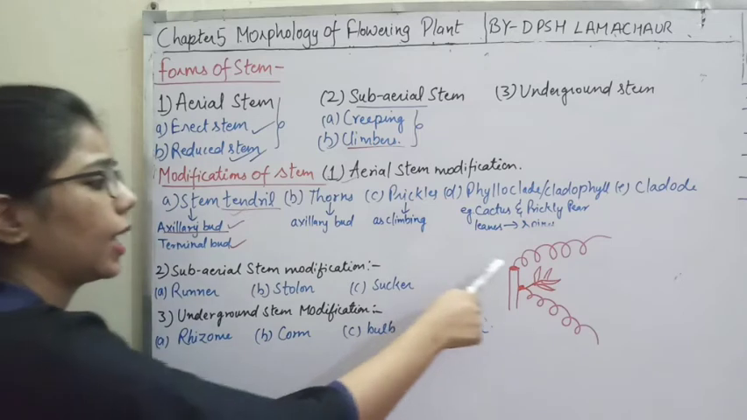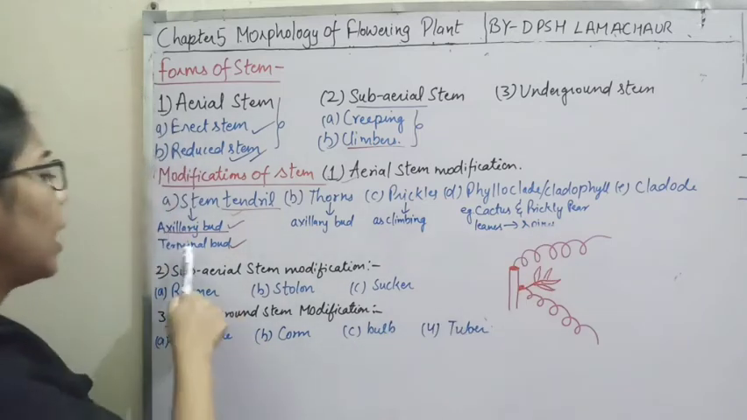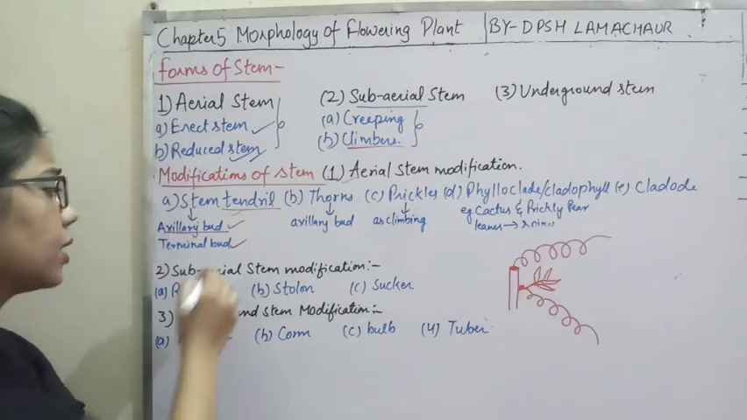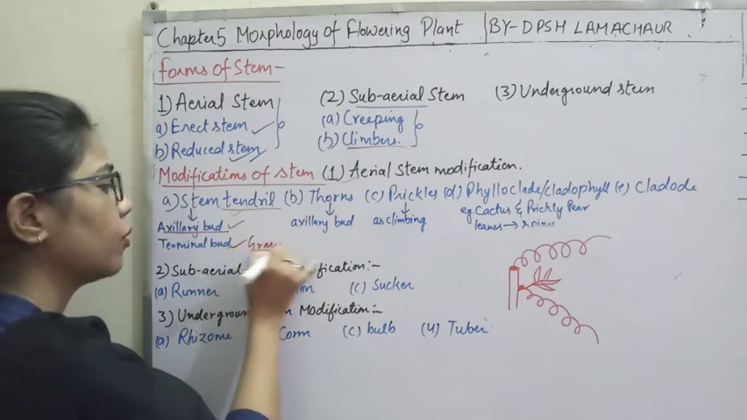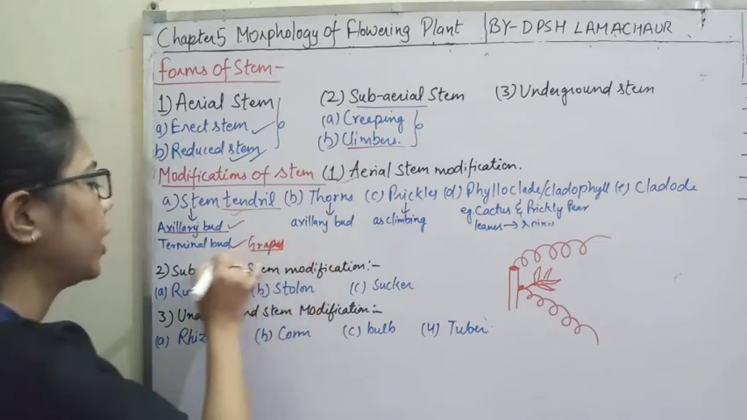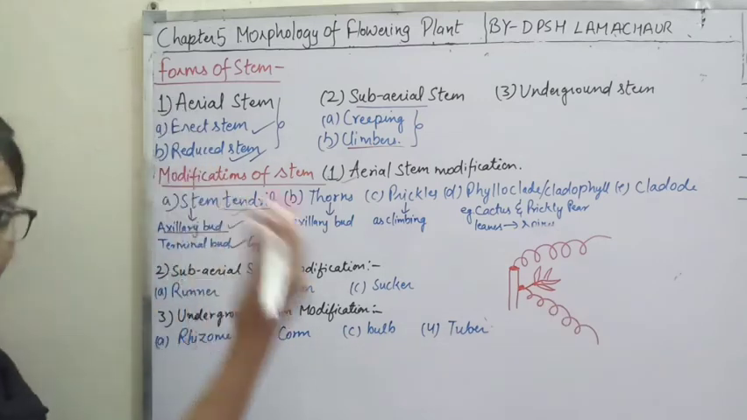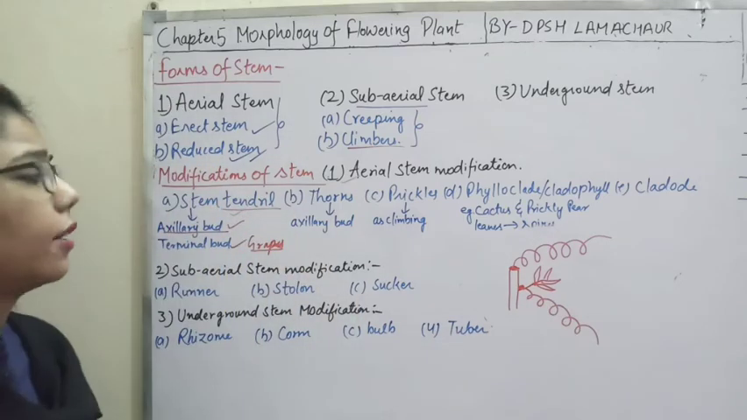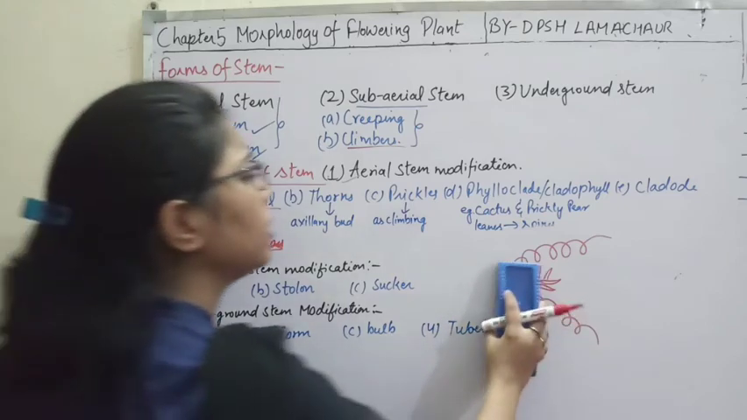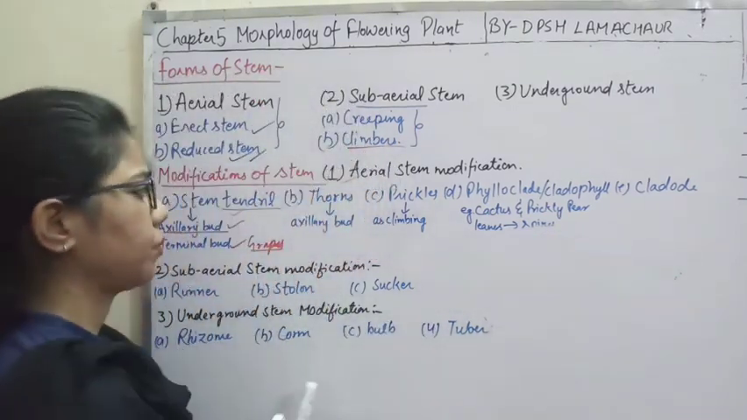In that the axillary bud will transform, and the another one is what? Another one is the grape. In case of grapevine, you can see that this terminal bud will transform into the tendril. Clear here? Then another one is the thorns.